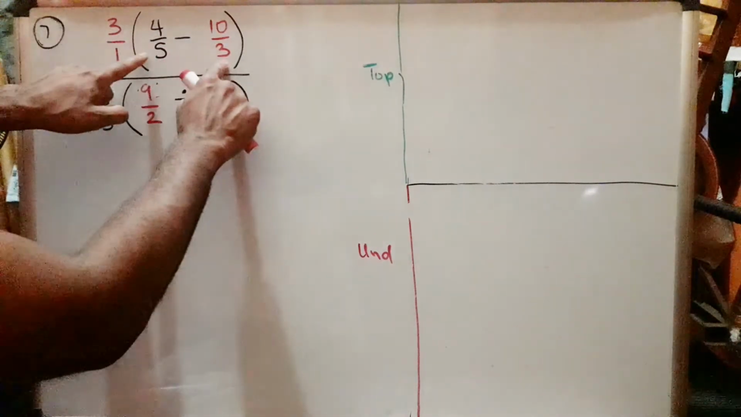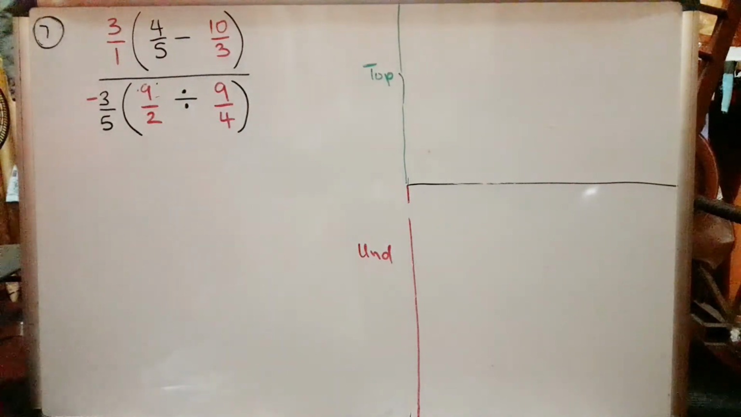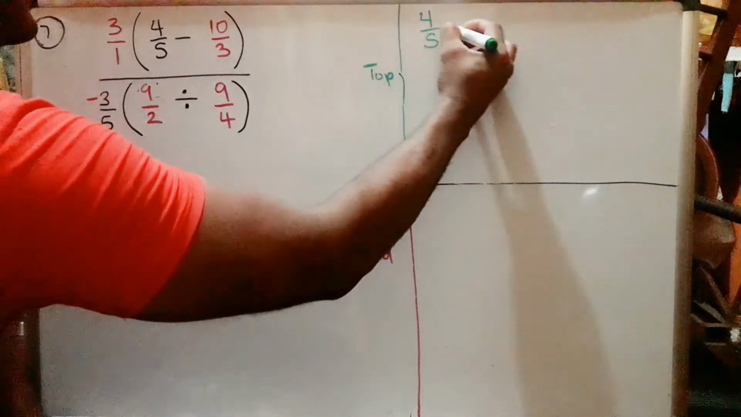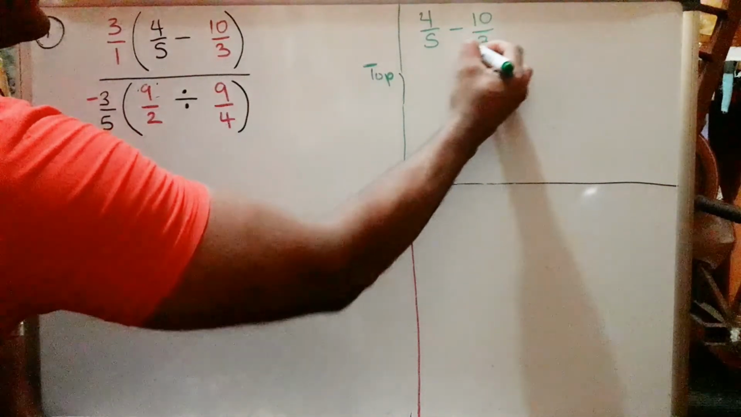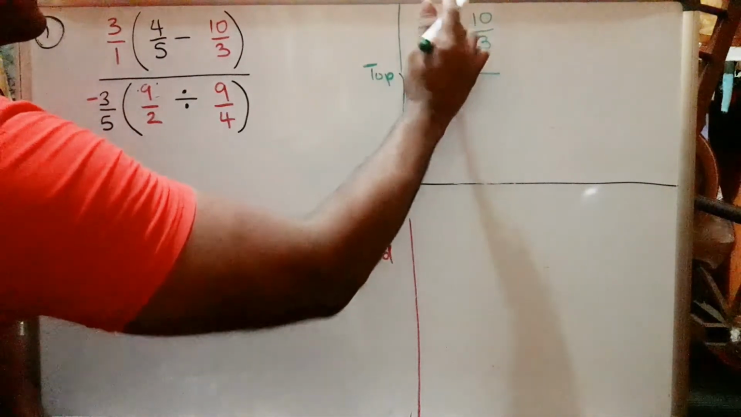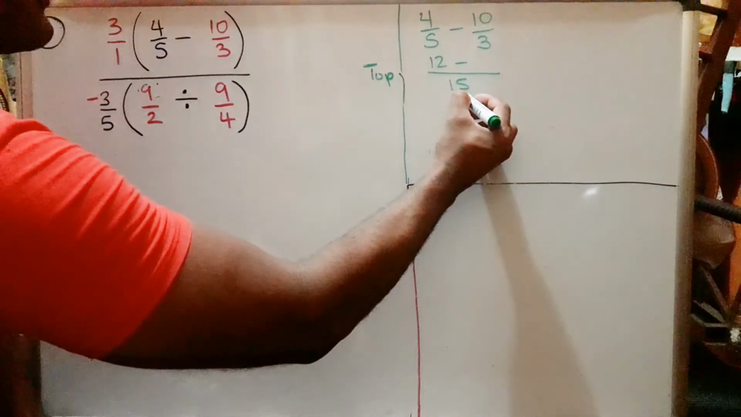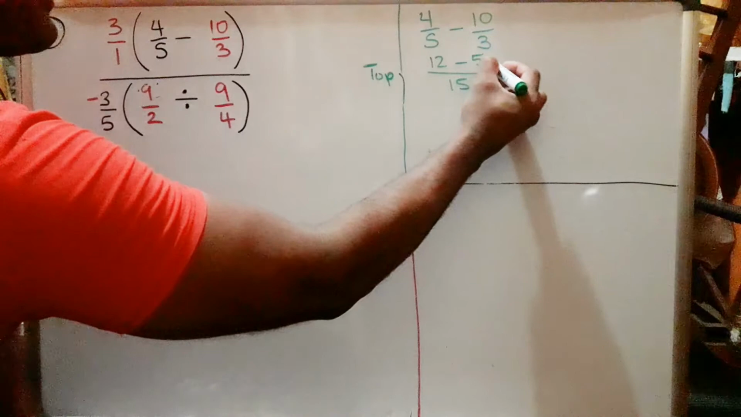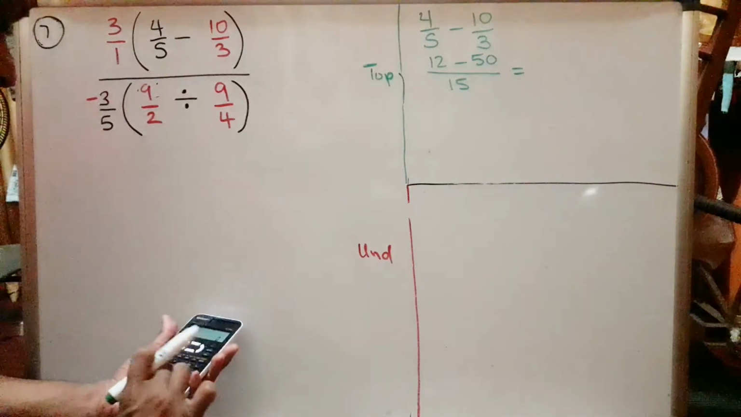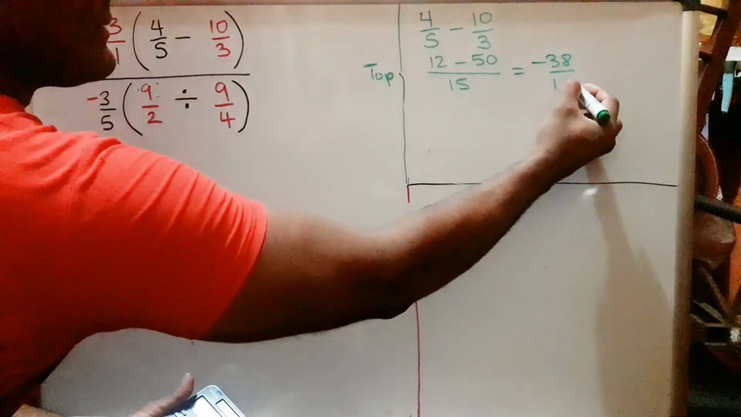I'm going to work out this, and whatever I get, I'm going to multiply by 3 on 1. Let's try that here. Work it in green. 4/5 minus 10 on 3. LCM is 15. 5 into 15 is 3. 3 by 4 is 12. 3 into 15 is 5. 5 by 10 is 50. Let's minus that. I have a good feeling we're going to get a negative number. Minus 38 divided by 15.